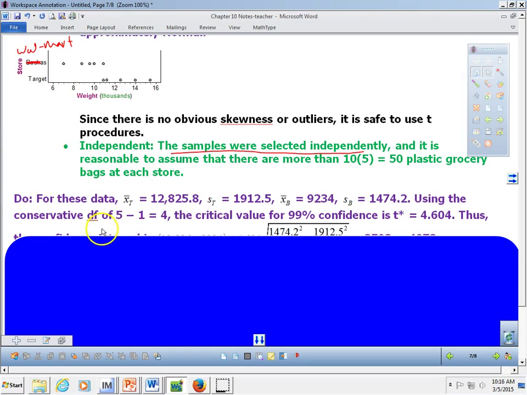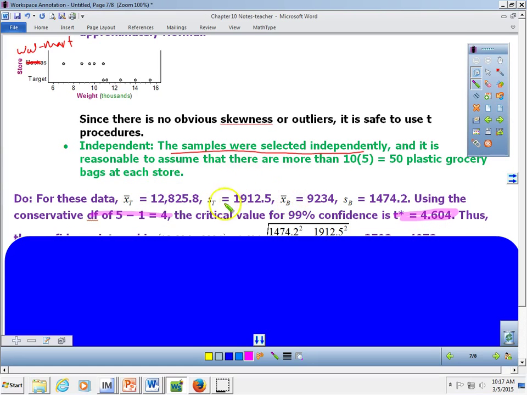Now, conservative approach, degrees of freedom. Well, both samples are of size 5, so your degrees of freedom here are going to be 4. We're going to use that to find our critical value for a 99% confidence level. Now, this is the part where you're going to want to pull out your formula packet, go to table B, look across the bottom and look for a 99% confidence level, and then slide your way up until you get degrees of freedom of 4 and find that your T is 4.604. Okay? Any time you do a confidence interval where your degrees of freedom is 4, you're going to get a T of 4.604. Okay?